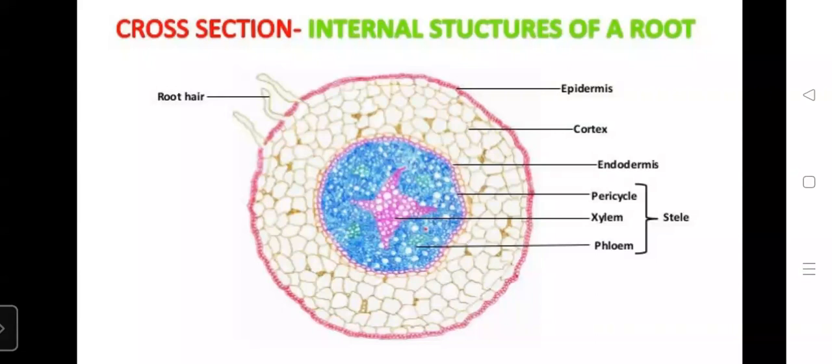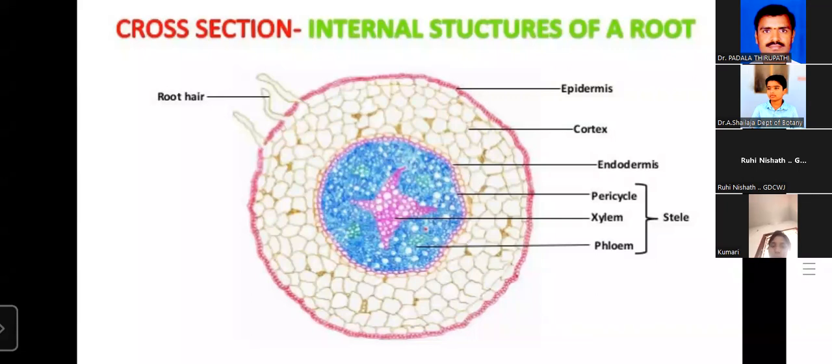It's very important: Casparian strips are in their radial and transverse walls. Thin-walled passage cells are also present in the endodermis, just above the protoxylem elements. They allow the passage of water from the cortex to the xylem. The endodermis behaves like a watertight jacket around the stele. The endodermis is generally destroyed after secondary growth. So the endodermis is a single layer of compactly arranged barrel-shaped cells with Casparian strips.